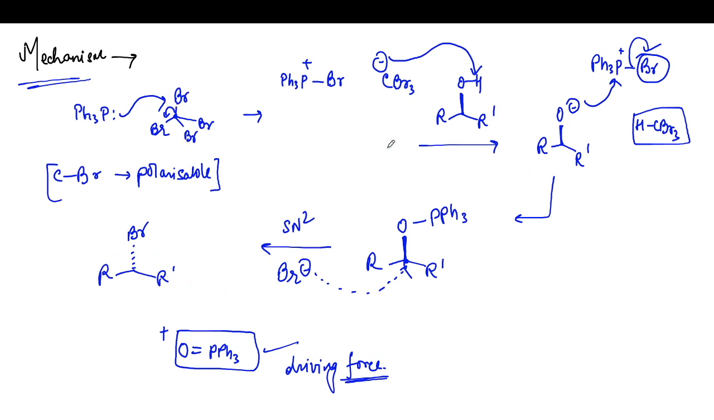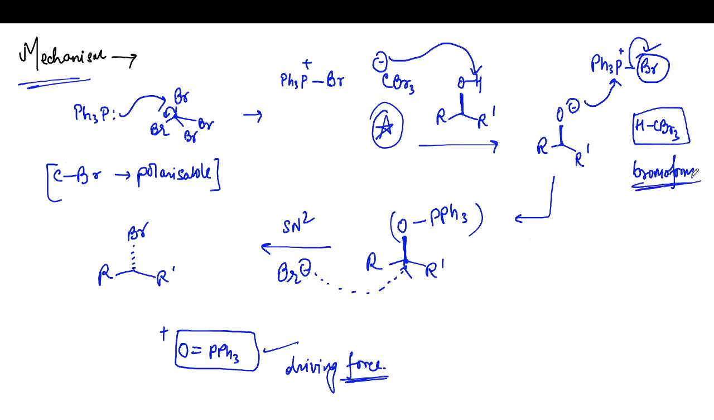All right, so this is how the mechanism goes for the Appel reaction. Just a simple SN2 reaction. The only extra stuff that is present over here is conversion of the OH into a good leaving group, just like this one. Very well, so keep this step in mind. I have told you that you have an acidic proton over here, so it is grabbing the proton and leaving as the bromo form.